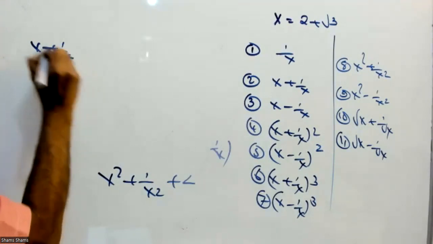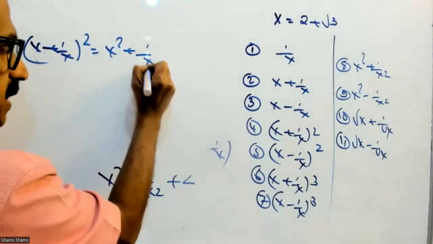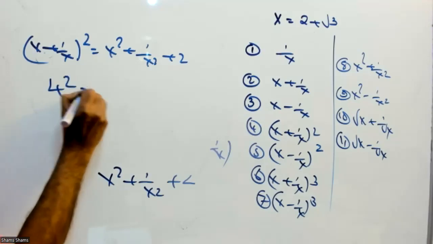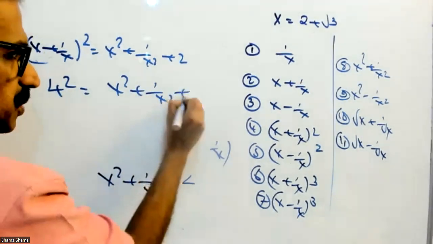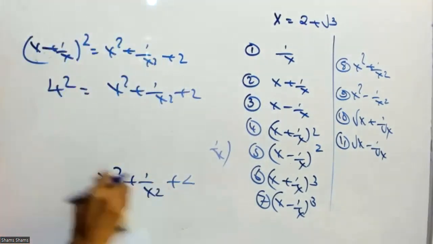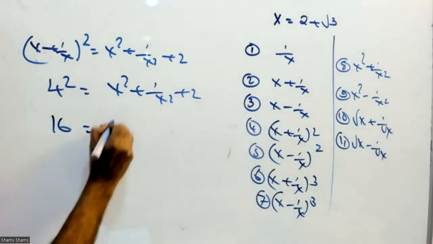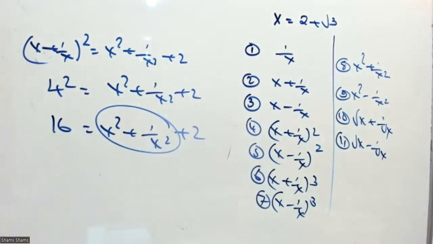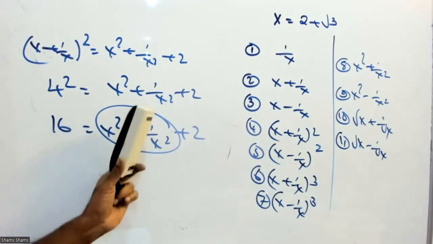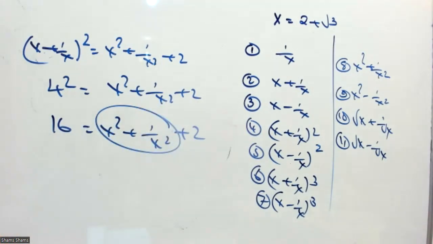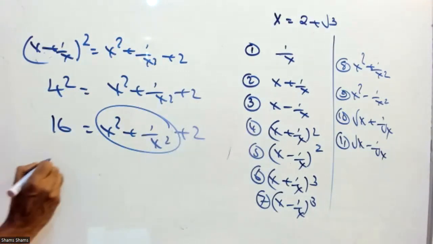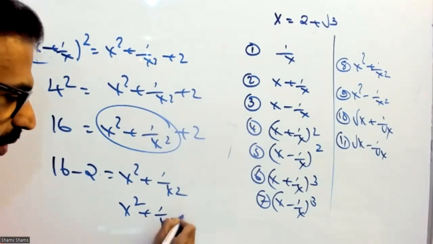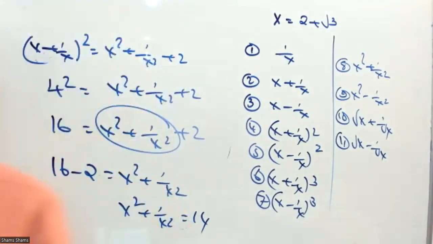x plus 1 by x whole square equal to x square plus 1 by x square plus 2. What is this one? 4 square. 4 square equal to x square plus 1 by x square plus 2. 4 square is what? 16. 16 equal to x square plus 1 by x square plus 2, right? We want only x square plus 1 by x square. So 2 is coming here. 16 minus 2 equal to x square plus 1 by x square. That means x square plus 1 by x square equal to what? 14.